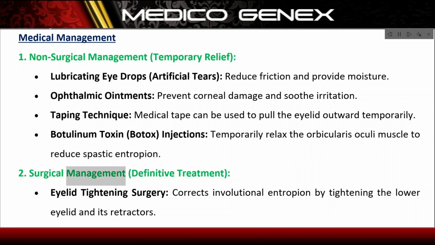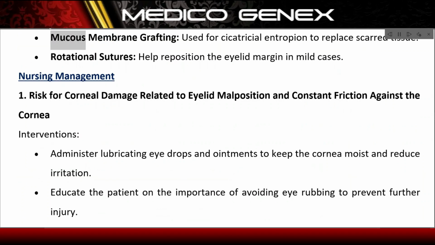2. Surgical management, definitive treatment. Eyelid tightening surgery, corrects involutional entropion by tightening the lower eyelid and its retractors. Mucous membrane grafting, used for cicatricial entropion to replace scarred tissue. Rotational sutures, help reposition the eyelid margin in mild cases.